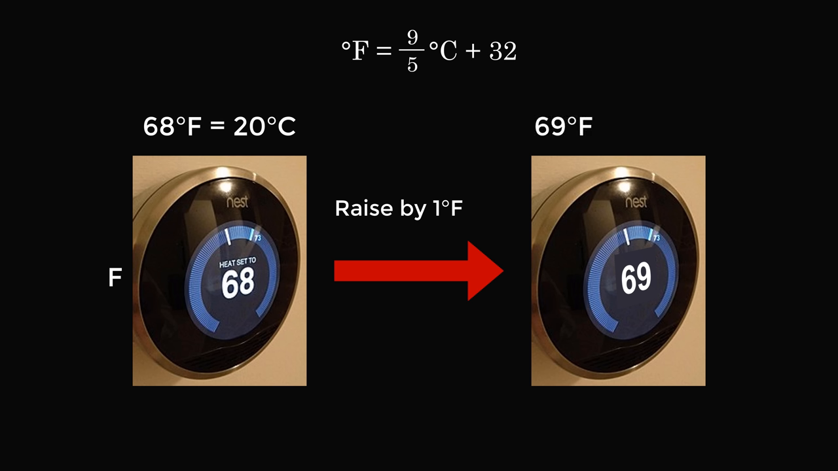Now, if you convert back, this is approximately equal to 20.6 degrees centigrade. So the change in centigrade, we go from 20 degrees centigrade to 20.6. This is an increase of about 0.6 degrees centigrade. So we can see what happens when we change the temperature.